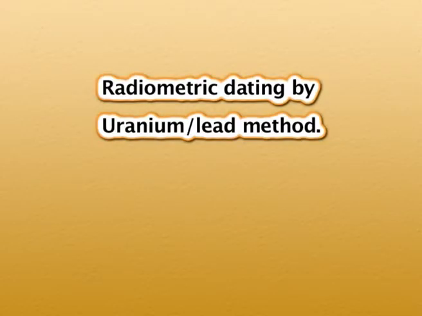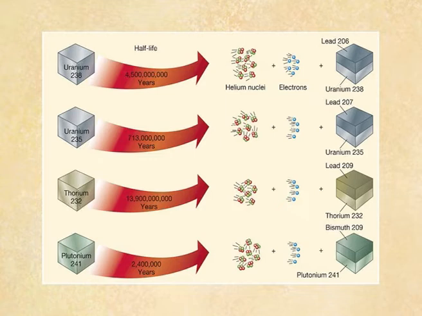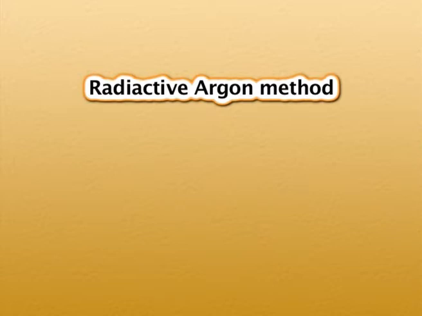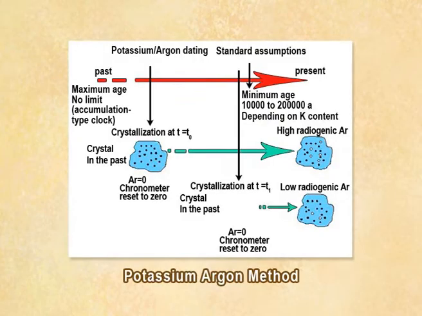Radiometric dating by the uranium-lead method. Uranium is found in rocks. 1% of uranium becomes transformed into lead-206 in 66 million years. The age of a rock is determined by calculating the lead to uranium ratio. Radioactive argon method. It is used to determine the age of rocks older than 1 lakh years.